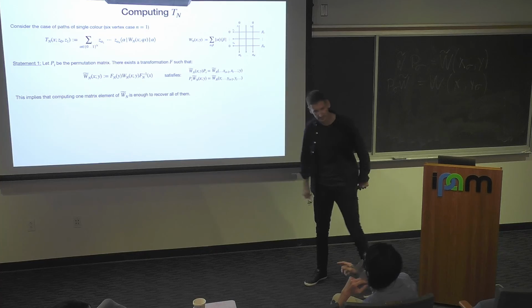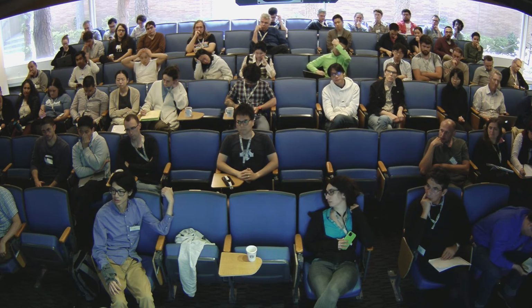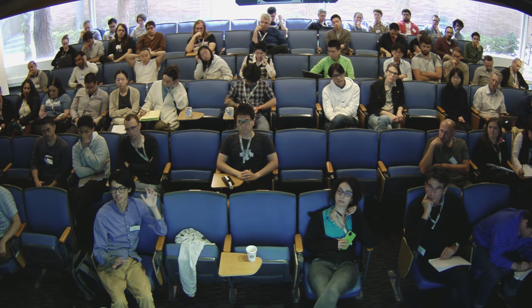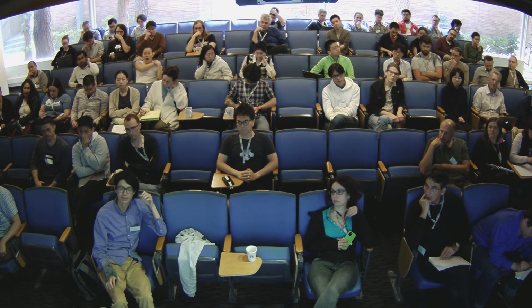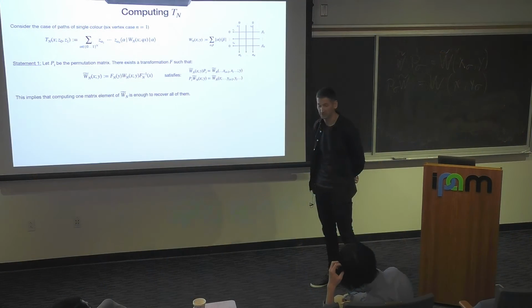Quick question. You say there exists a transformation. Is it explicit, like nice? It's very explicit. It's an explicit matrix, not so abstract. I don't want to write it down here, but it's given in our paper and in other papers as well.